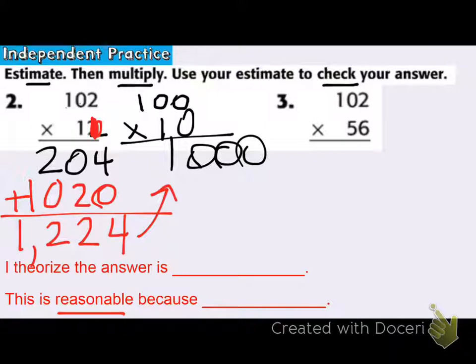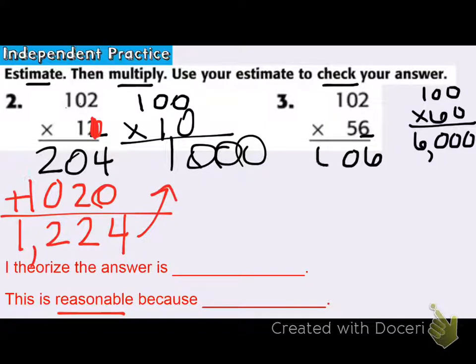Problem 3 in guided practice. Start with your estimation. This is close to 100. This is close to 60. Well, I know 6 times 1 is 6, so it should be close to 6,000. Let's see if we get an answer that's close to that. Starting with the ones place, that single digit 6. 6 times 2 is 12. 6 times 0 is 0. 6 times 1 is 6.